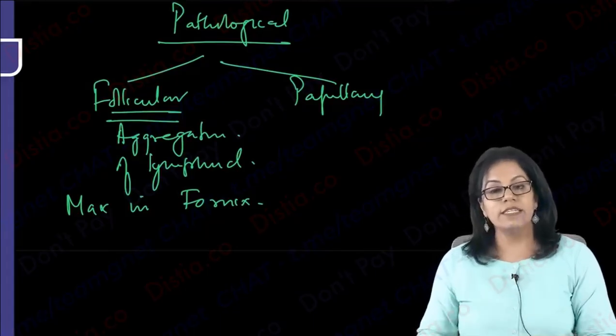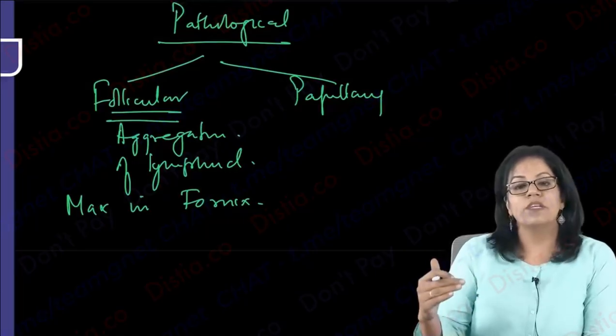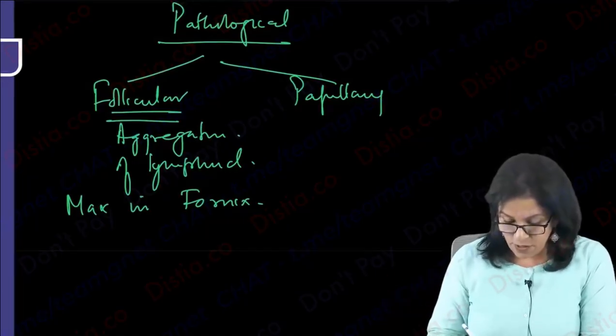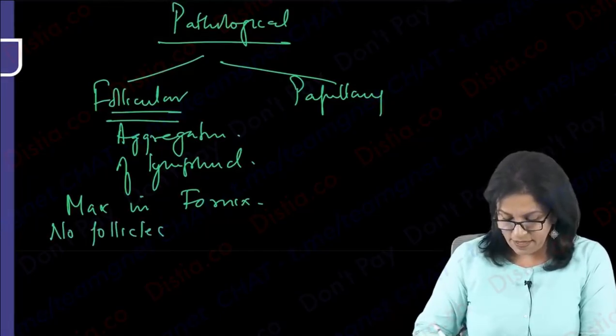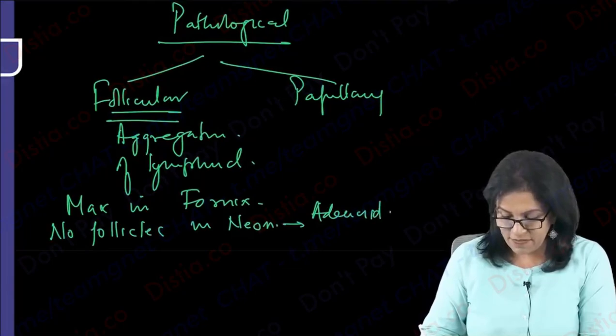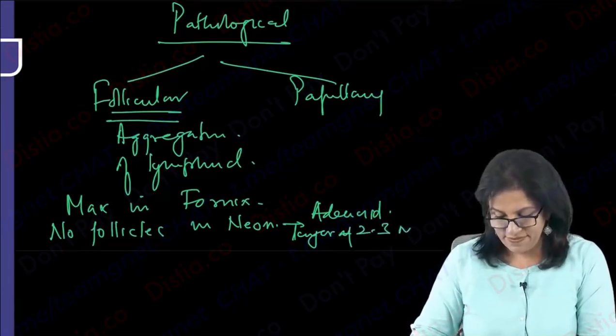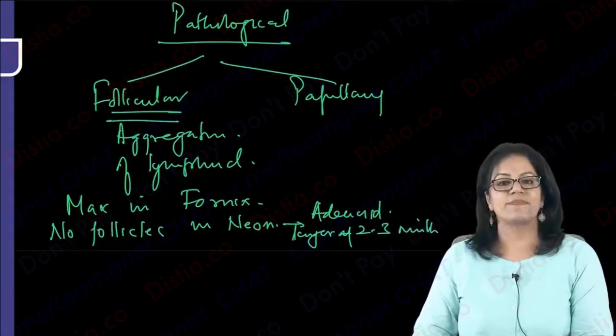Okay, and adenoid tissue does not develop from birth. It develops only after 2-3 months of age. Therefore, no follicles in neonates. Keep this in mind. Why no follicles in neonates? Because the adenoid layer develops after 2 to 3 months of age.